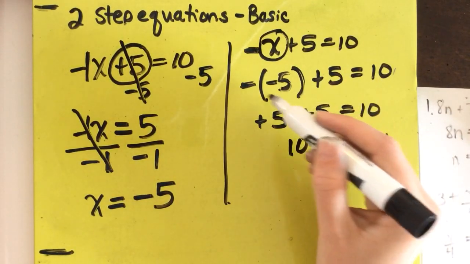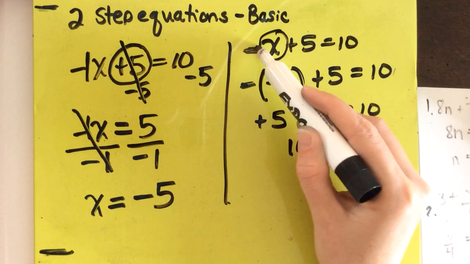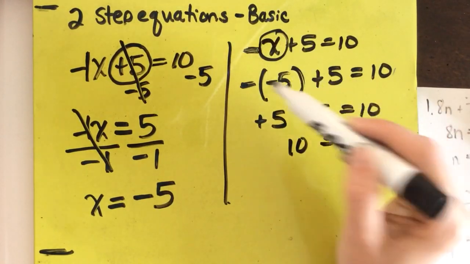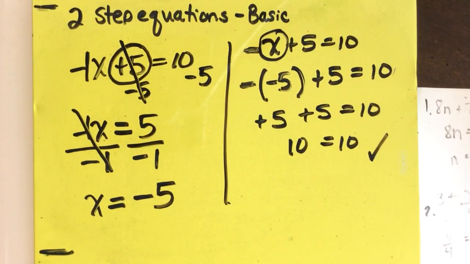So you have to be really careful when you're substituting in here that the negative is not part of the x. You're just substituting that -5 in for the x, but this negative on the outside has to remain. Okay, so that's how to solve some basic two-step equations.